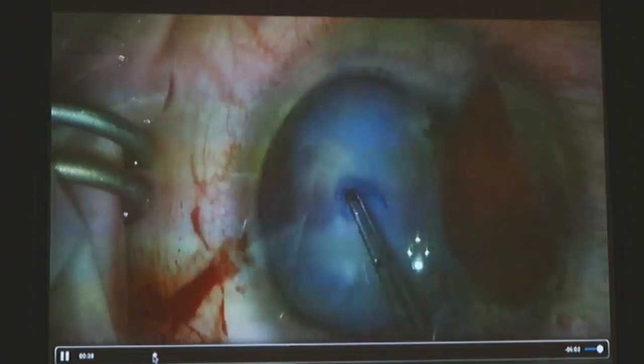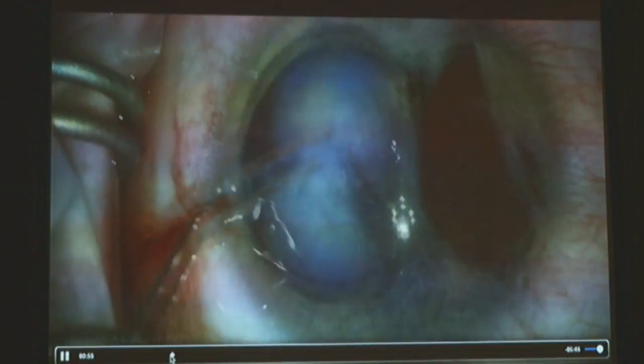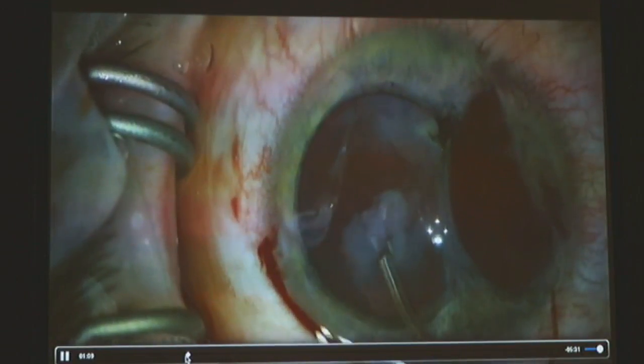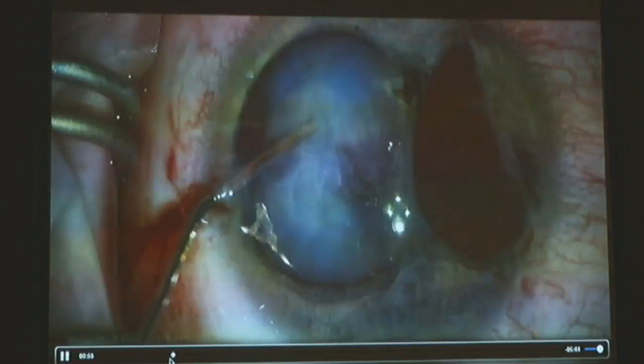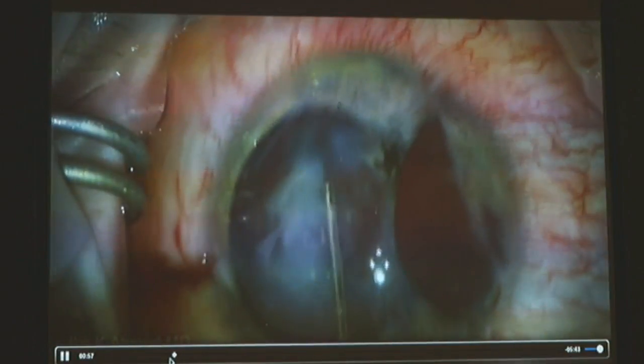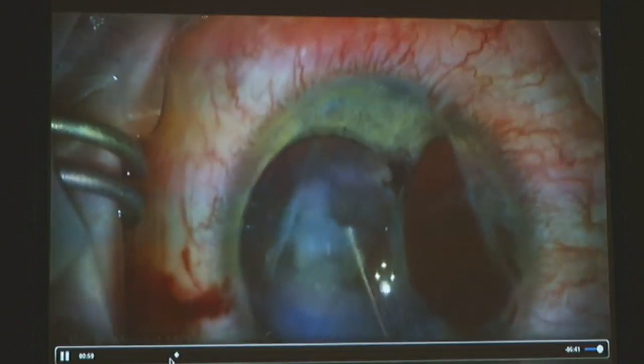The capsulorhexis we'll make a bit oval, small. We'll aspirate the lens material by the... By the way, this is a very expensive technology. You know what it's called? A 27 gauge cannula.